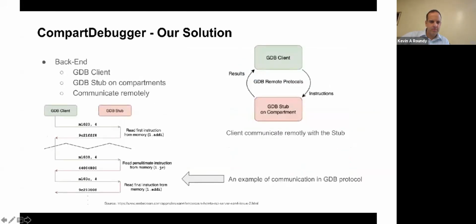In the back end, the client is remotely connected to the GDB stub running on top of the compartments via the GDB standard remote protocol. Therefore, we can deal with compartments running on separate machines and debug remotely. An example of the GDB protocol is shown in this figure, as the action of the stub only takes place when a specific instruction code arrives.